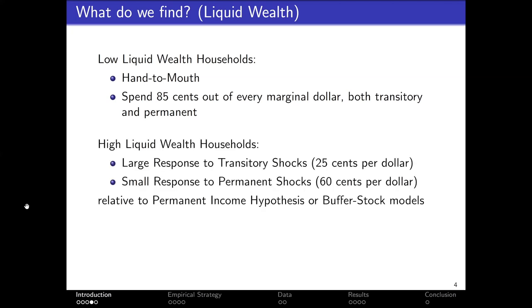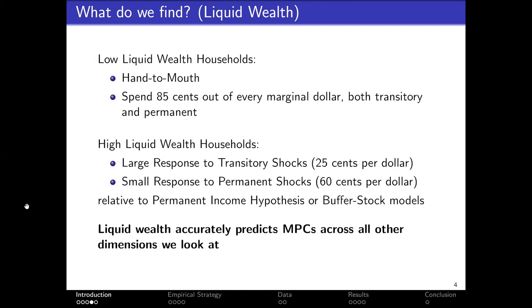Perhaps a little bit more surprisingly, if we look at the households with the highest amount of liquid wealth, in a permanent income hypothesis model or most of our buffer stock type models, these households would be able to completely smooth over any transitory shock to their income. We actually find they seem to respond quite strongly to transitory shocks to their income. So they have an MPC of about 25 cents in the dollar to transitory shocks to their income. And also, relative to these permanent income hypothesis or buffer stock models, a relatively small response to permanent shocks to income. So if their income increases by $1,000 every year permanently, they'll only increase their spending, it seems, by $600 of that $1,000. And furthermore, this dimension of liquid wealth seems to accurately predict consumption behavior or MPCs across every other dimension that we end up looking at in the paper.